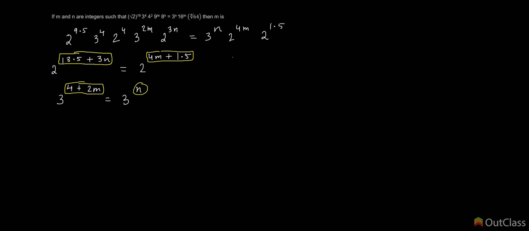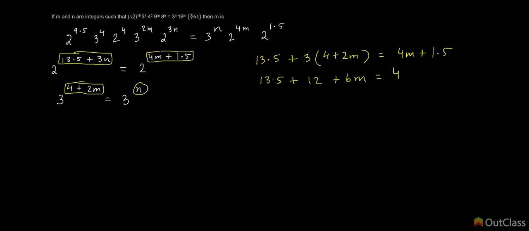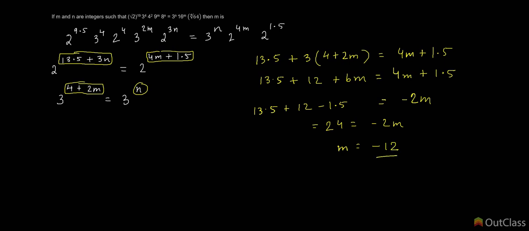So I'm going to make the substitution. 13.5 plus 3, instead of n I will substitute 4 plus 2m, is equal to 4m plus 1.5. This gives me 13.5 plus 12 plus 6m is equal to 4m plus 1.5. Take the m's to the one side, you have minus 2m here, and you have 13.5 plus 12 minus 1.5, which is basically 24 is equal to minus 2m, m is equal to minus 12. That is the answer.